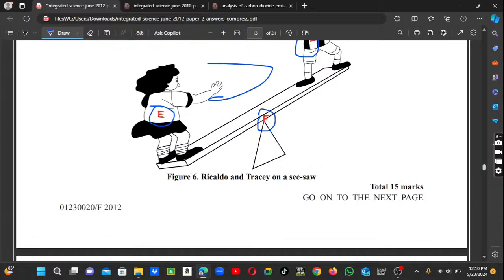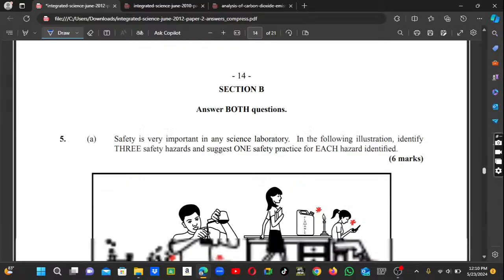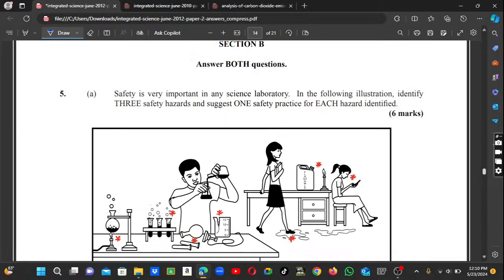All right, moving forward because we don't have enough time. In section B here, we need to answer both questions, right? Safety is very important, and we all know that. In a science laboratory, guys, safety is your first priority. So here we need to identify 3 hazards and suggest one safety practice for each hazard identified.